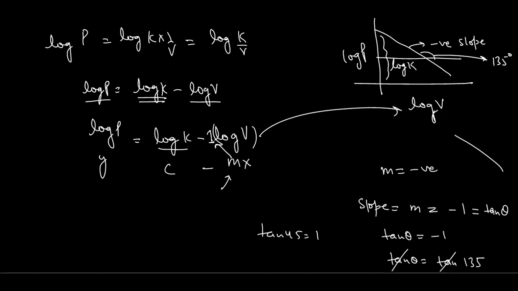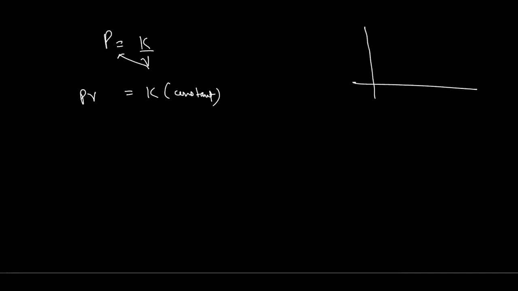If we consider Boyle's law, we can say that P is equal to K upon V. If we bring this V to this side, we can write that PV is equal to K, and that is constant. If we draw this graph of PV versus whatever value we take, we can take the volume here, or we can take the pressure here. So what kind of graph will you expect?